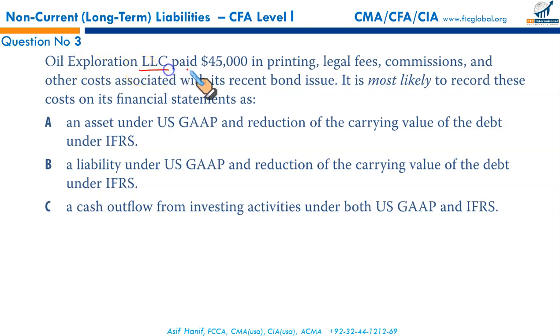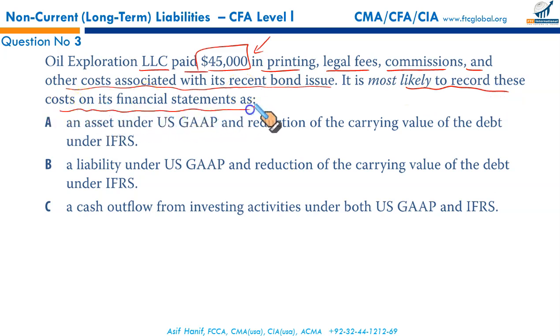Oil Exploration LLC paid $45,000 in printing, in legal fees, in commissions, and in other costs associated with the recent bond issue. $45,000. It is most likely to record these costs on its financial statement as what? We just discussed a little while ago that issuance costs under the US GAAP are capitalized, made an asset, and released to the income statement over the life of the bond. But under the IFRS, it is netted off against the cash proceeds.